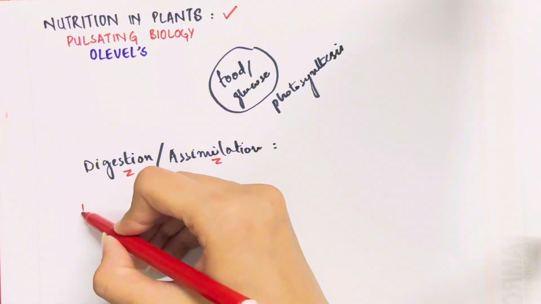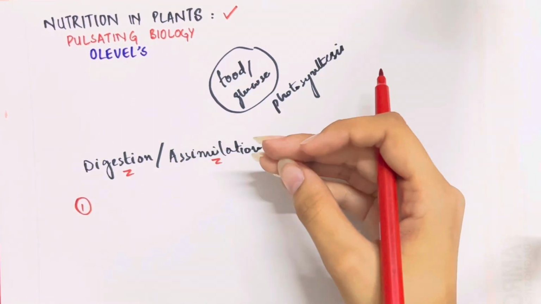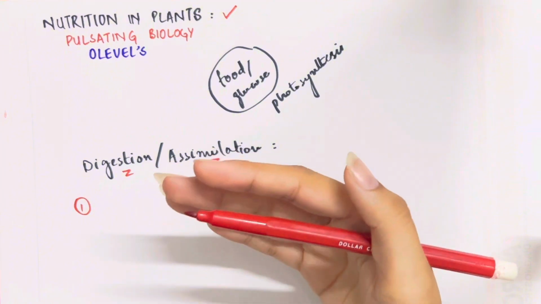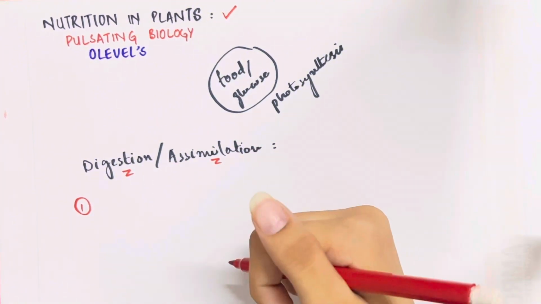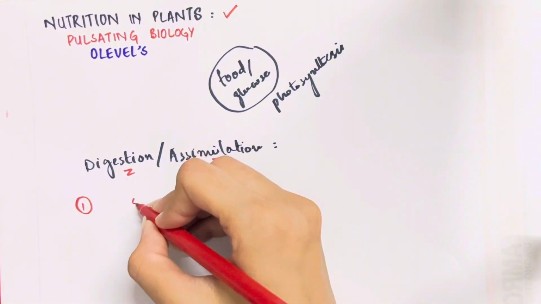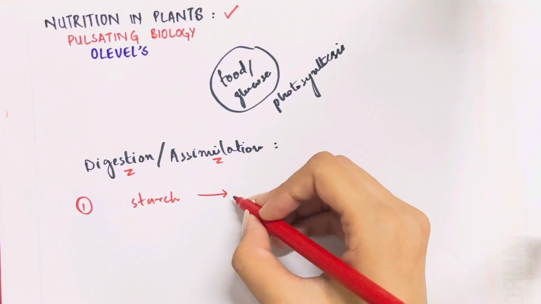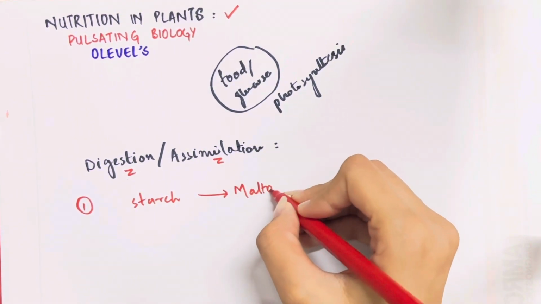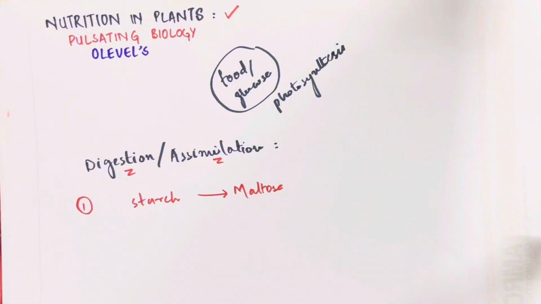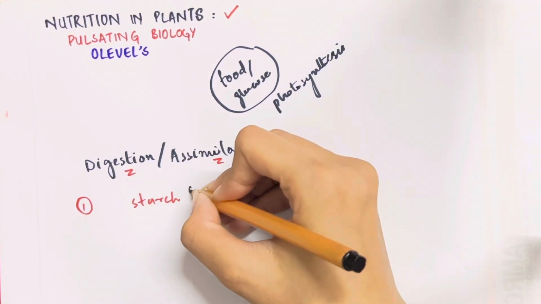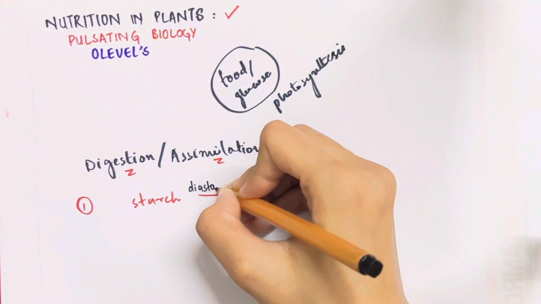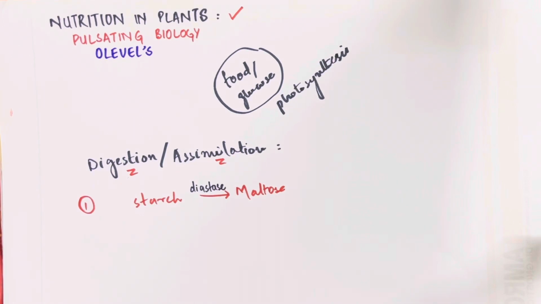So the number one pointer tells us that the starch that is stored is converted into maltose by an enzyme known as diastase. So the starch stored in the plant body is converted into maltose in the presence of an enzyme that speeds up a chemical reaction, and it is named diastase. These pointers are important for your MCQ purposes.